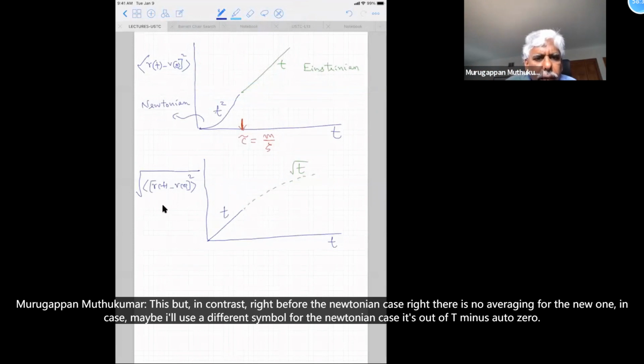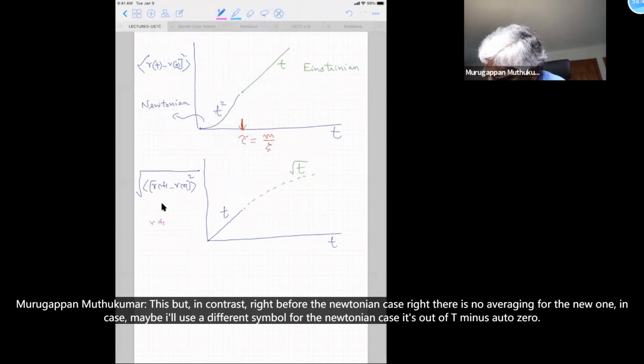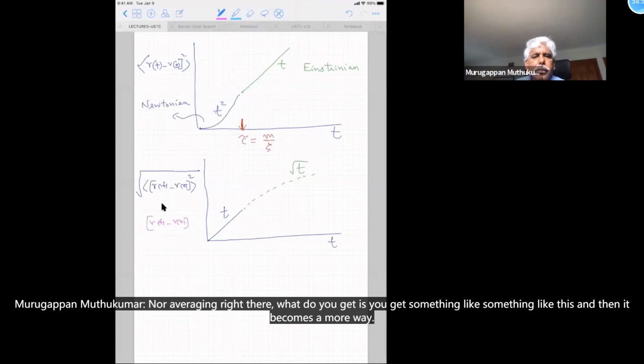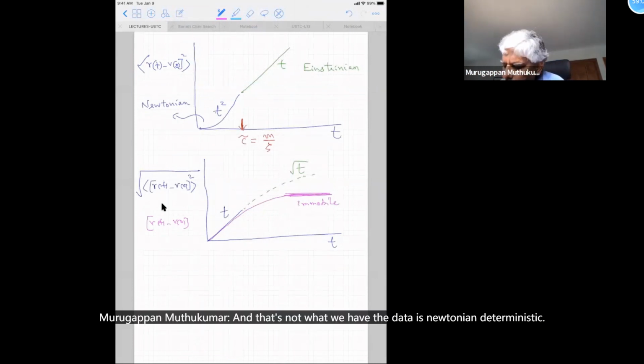For the Newtonian case, there is no averaging. For the Newtonian case, maybe I'll use a different symbol, it's R of t minus R of 0. No averaging, right? There, what you get is something like this, and then it becomes immobile. Okay? And that's not what we observe. This is the Newtonian, deterministic problem.